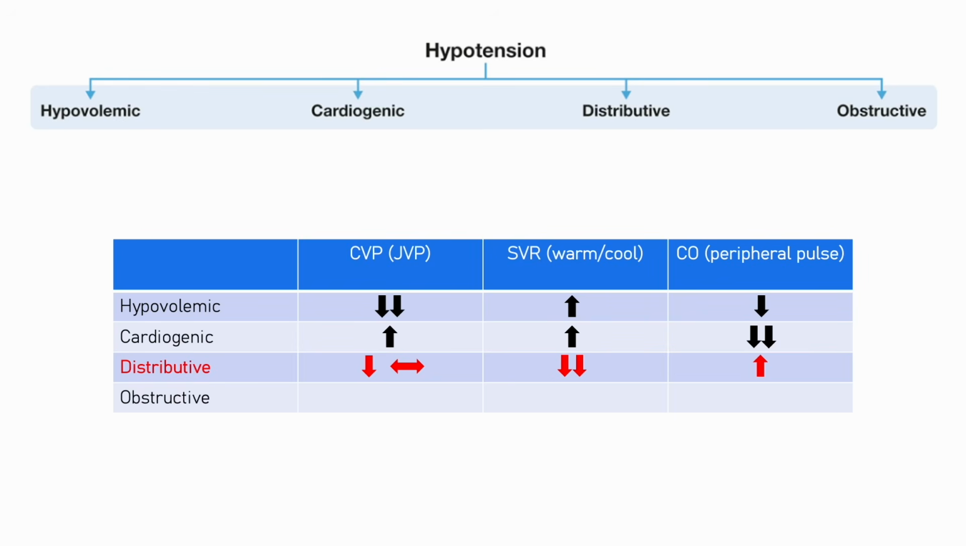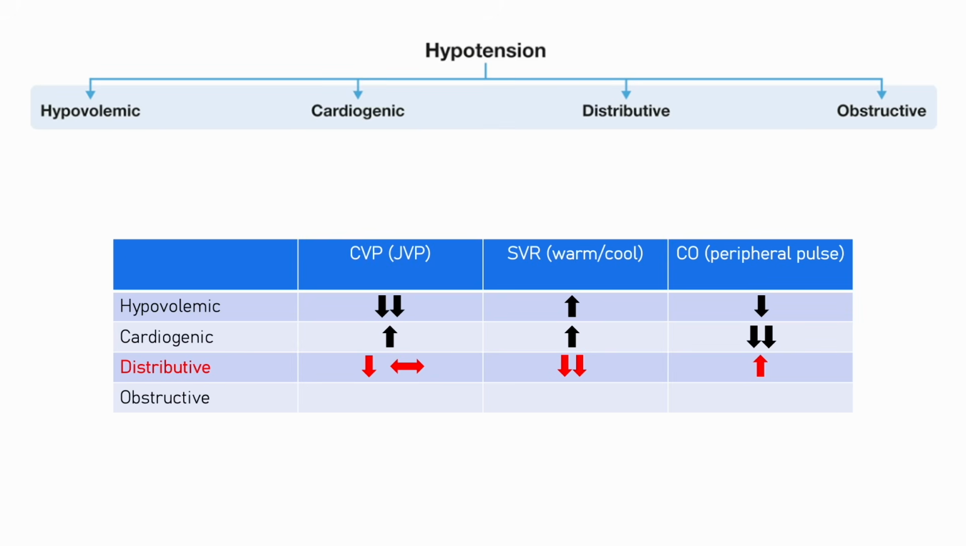Now let's look at distributive hypotension, which is physiologically very different from the first two categories. Here, the primary problem is not low volume and not pump failure, it's pathologic vasodilation. Systemic vascular resistance falls because the arterial system loses tone. When vascular tone drops, blood pressure falls even if cardiac output is normal or even elevated.